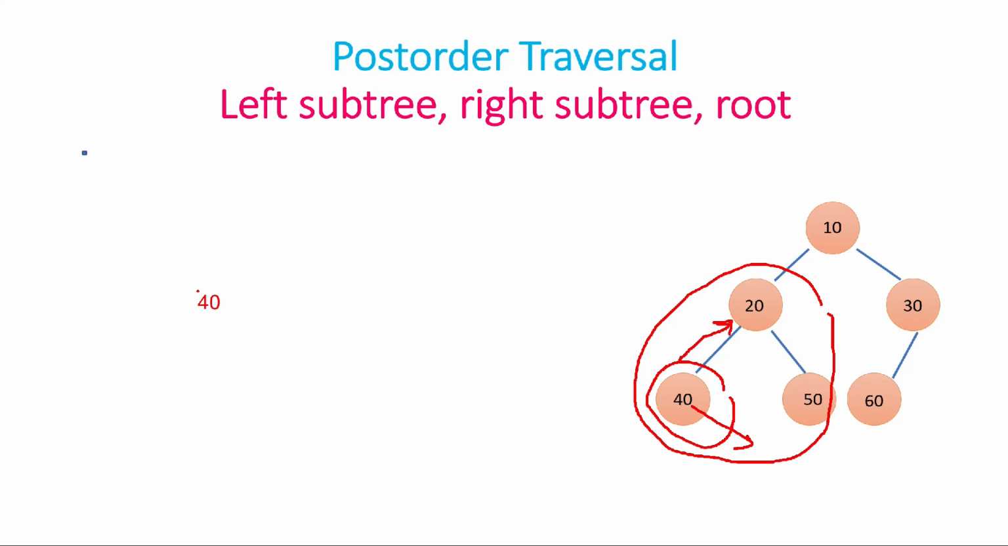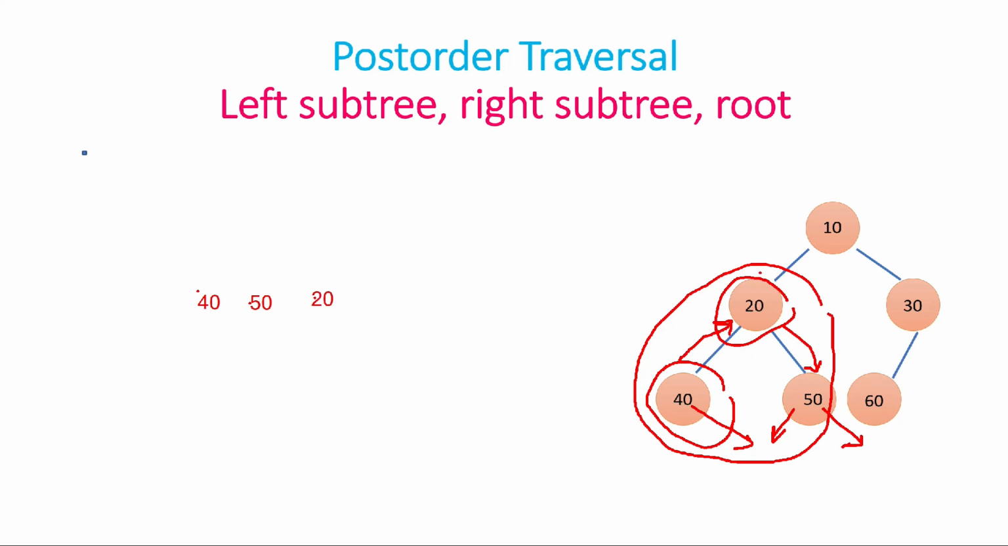But will you print it now? No. Firstly, you'll move to the right subtree, which is 50. Here also you'll first try to reach the left of it, which is none. So you'll return to 50, then you'll try to move to the right subtree of it, which is again none. So you'll move to 50 again. Now you'll print it because you have traversed both the left and right subtrees of it. So you'll print 50. Now since you have traversed both the left subtree and right subtree of 20, this is the time when you will print 20.